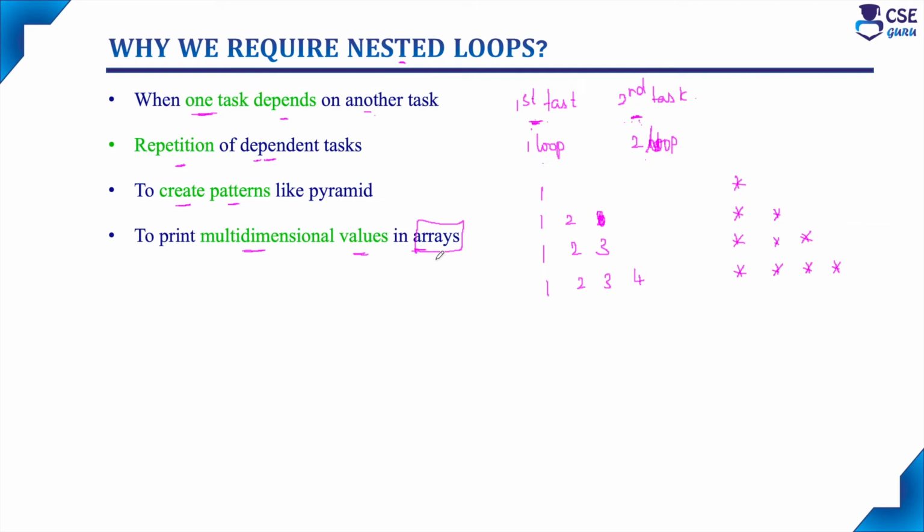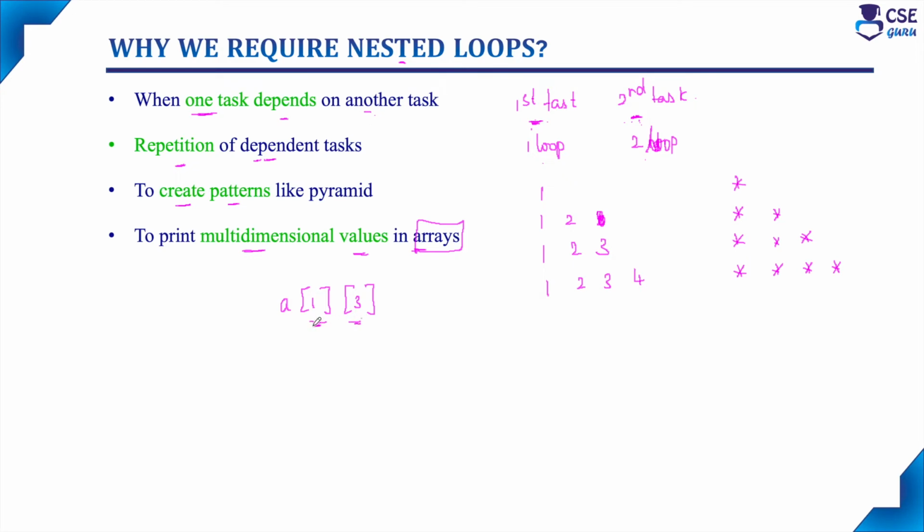And if you want to print multi-dimensional array values, for example, A of 1, 3, this is a two-dimensional array. To print this two-dimensional array value, we need to use nested loops only. The first value represents the row value and the second value represents the column value in arrays.